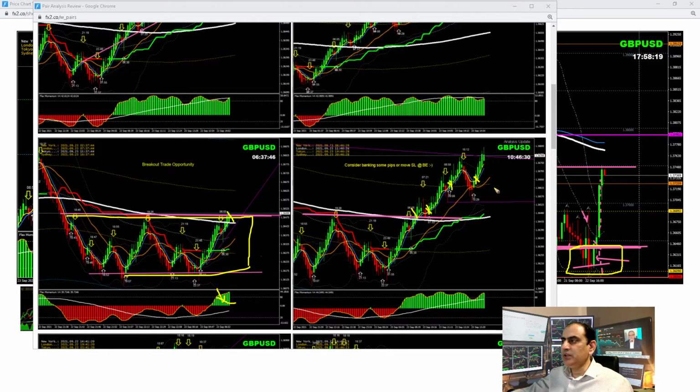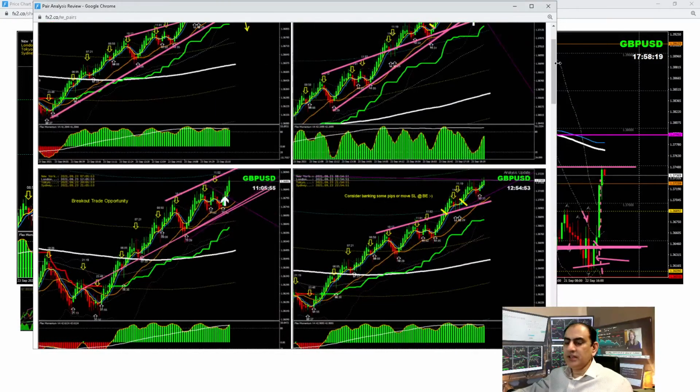So we had a beautiful move, and just before the news release, I explained to my trader it's time to consider banking some pips, and let's wait for the news. The news was good for the pound. As you can see here, after the news, price developed another pattern. We have this breakout after the news release, and then we take another pullback, and I keep telling my trader, just keep taking a pullback. So we had a beautiful long trade.